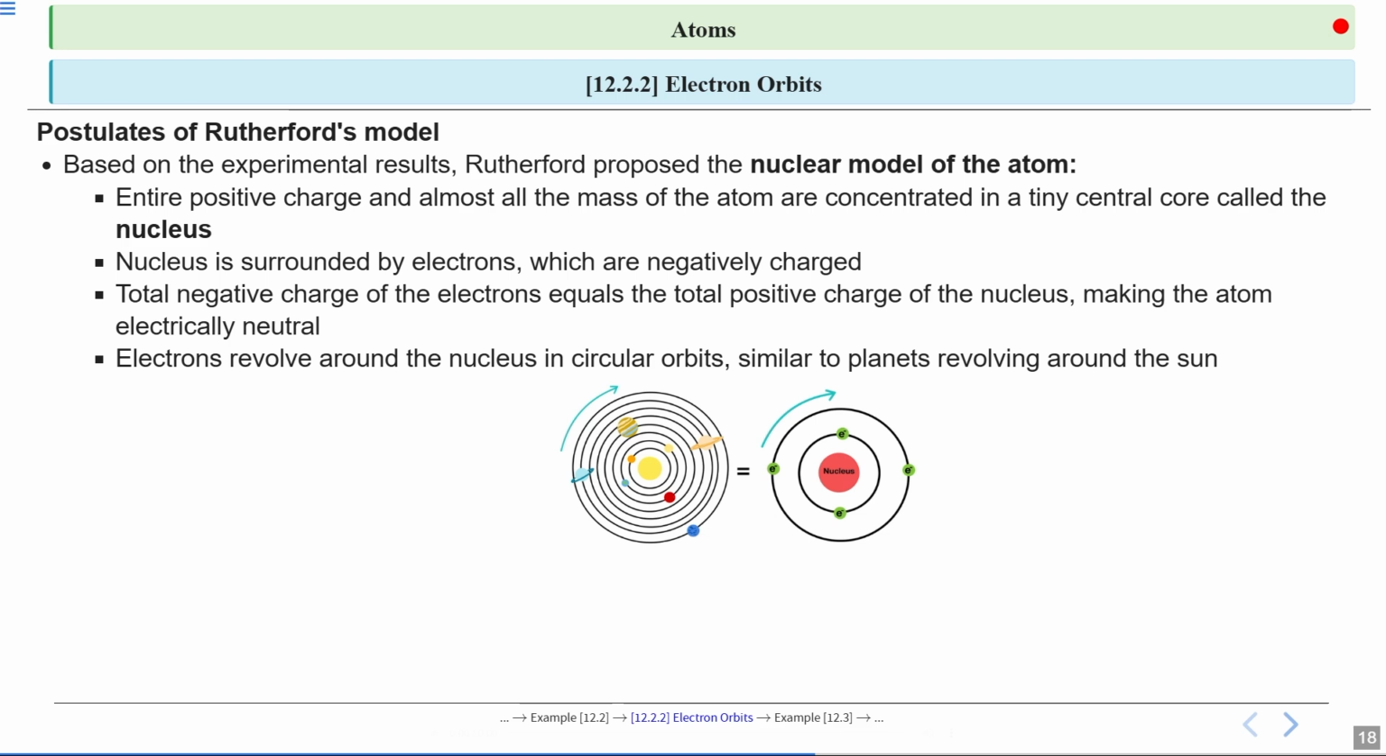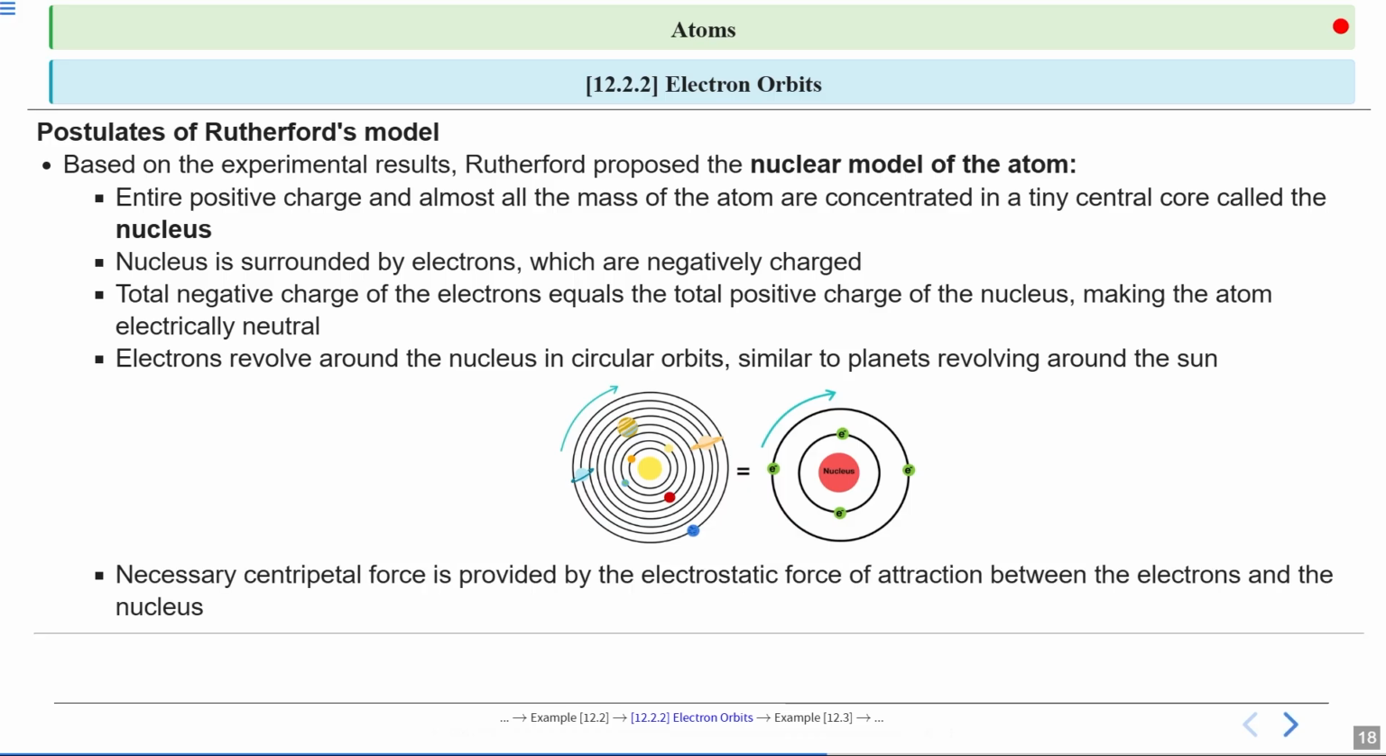So he further proposed that electrons revolve around the nucleus in circular orbits, similar to how planets orbit the sun. You can see this in the diagram here. This idea helps visualize the atom structure, even though we now know electrons don't follow perfect circles. The important point is that electrons are constantly moving around the nucleus.